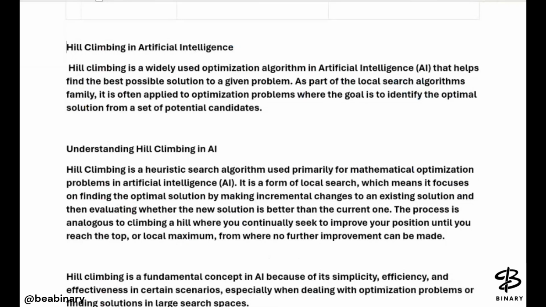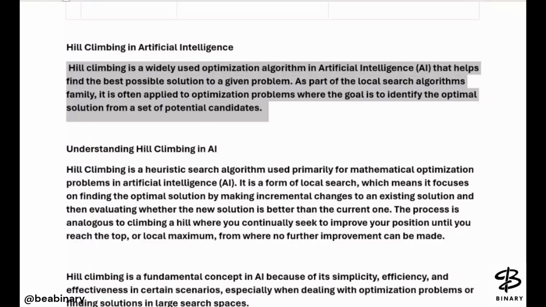So what is hill climbing in artificial intelligence? As we have discussed, we have now seen all the definitions. We have taken the overview of all the search techniques that come under the heuristic searches, and one of the search techniques is hill climbing in artificial intelligence. So hill climbing is a widely used optimization algorithm in AI that helps to find the best possible solution to a given problem as a part of the local search algorithm family.